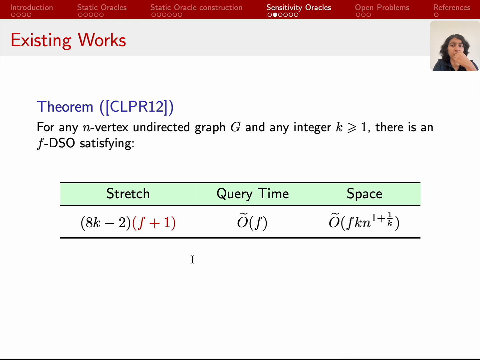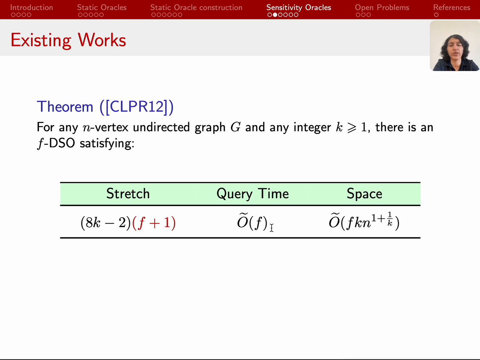Okay, so for this problem of computing distance oracle for fault-tolerant graphs, Chechik et al. were the first to obtain an oracle which took subquadratic space. They showed that for any integer k and for any parameter f, we are able to obtain an oracle which has stretch (8k − 2)(f + 1), query time of order f, and space f · k · n^(1 + 1/k).